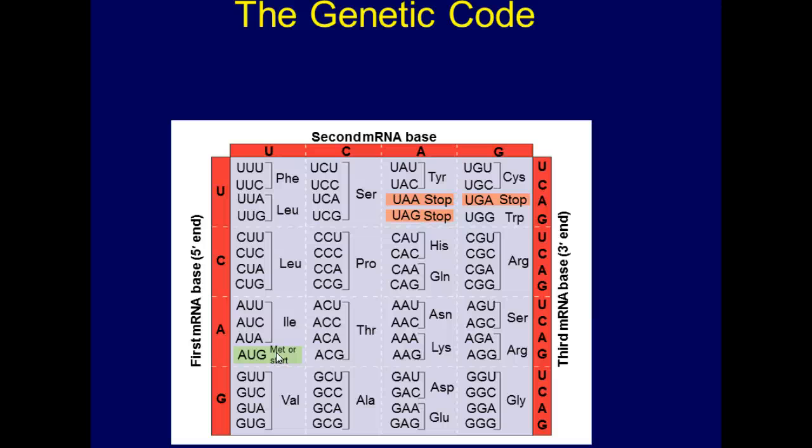Now, one codon is used as a start signal, and it's at the start of every protein. And that start signal is universal in all living organisms. So finish off this slide with that in your notes. So the start codes are universal in all organisms.